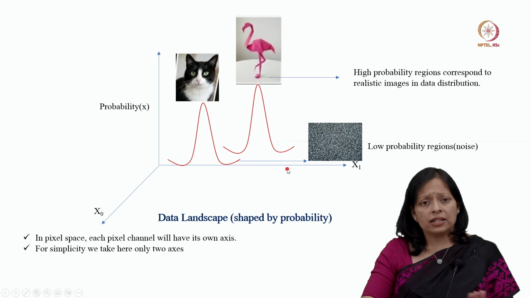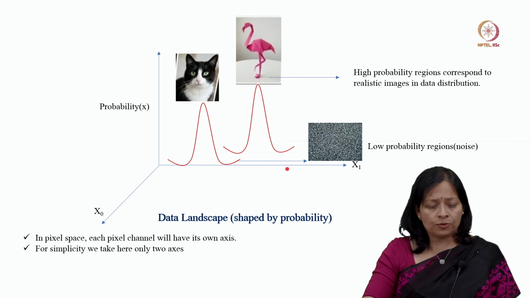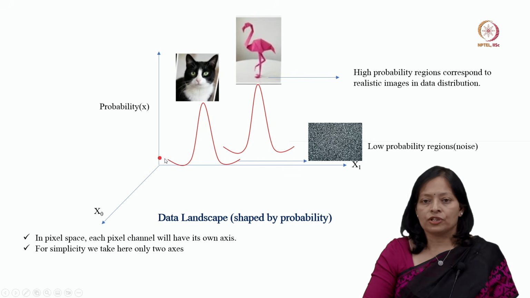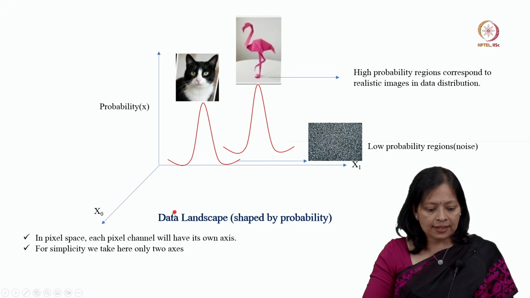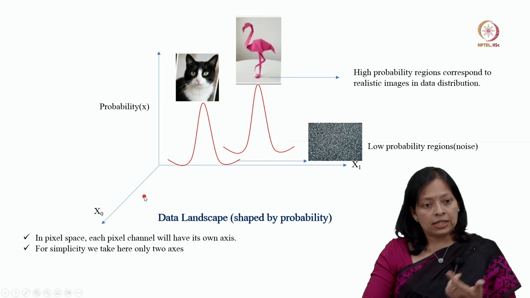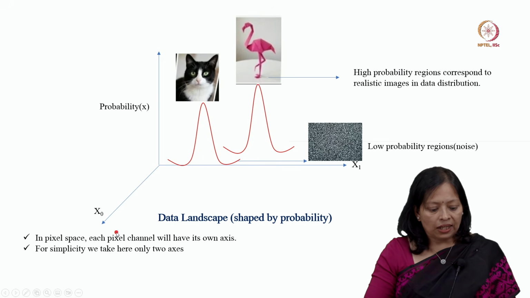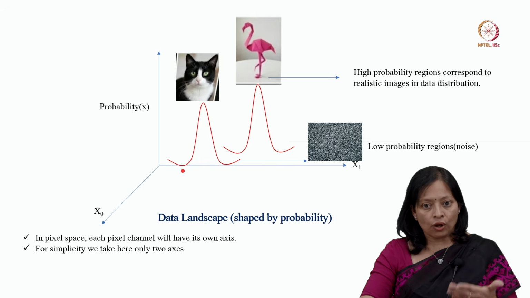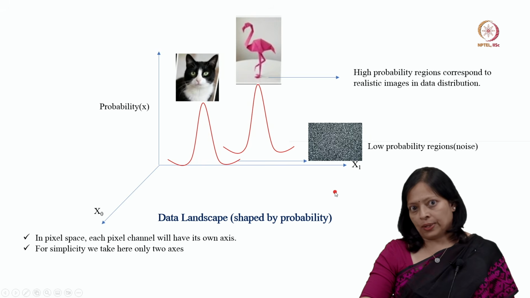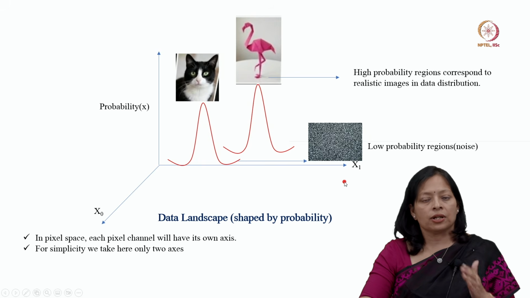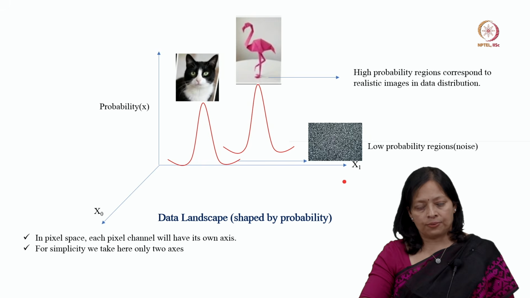Now, I have shown this in a very simplified way. In an actual scenario in pixel space, each pixel will have some numbers, and each pixel channel will have its own axis. So, it will not be this simple 3 axis diagram. It will have multiple axes, one belonging to each channel of the pixel space. For simplicity, to make the concept visually simple, I have taken only x0 and x1, but in a real practical scenario this can go to a large number depending on the number of channels present in that pixel space.